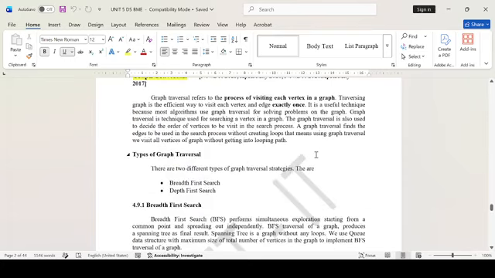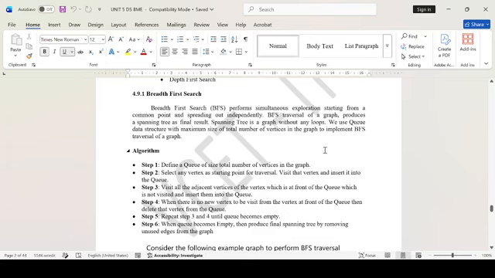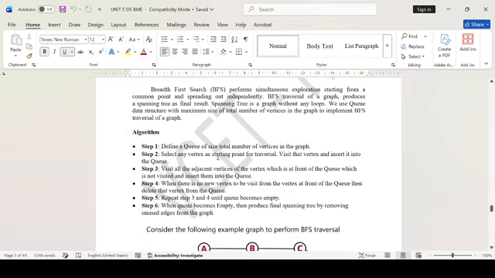Next, graph traversals. Graph traversals have depth first search and breadth first search. Breadth first search is implemented using the queue data structure. The steps we should follow: define a queue of size equal to the total number of vertices in the graph. Then choose any vertex as the starting point for the traversal. Visit that vertex and insert it into the queue.